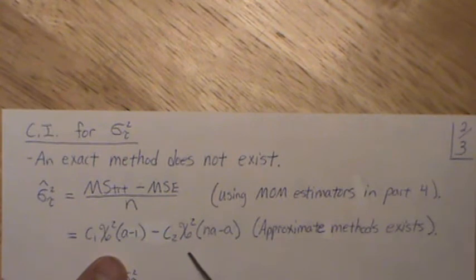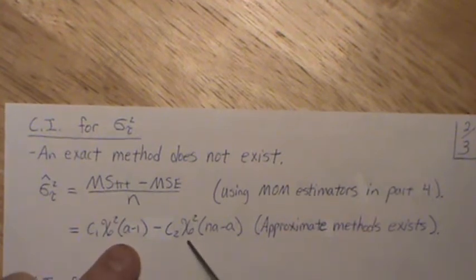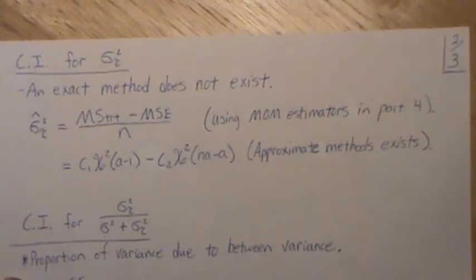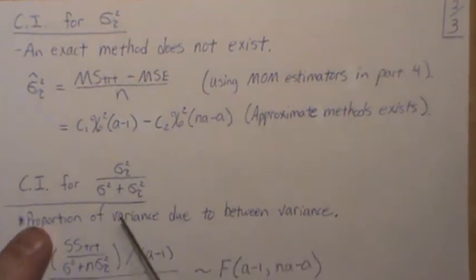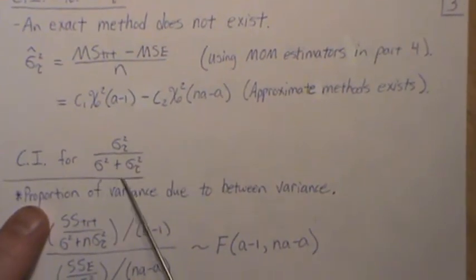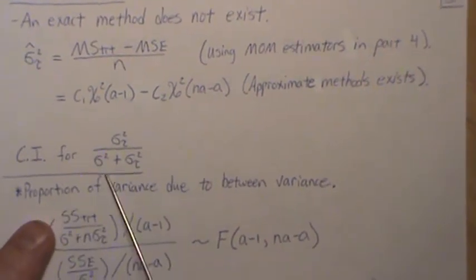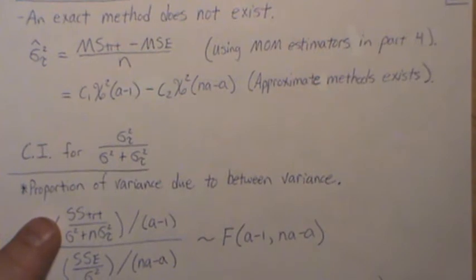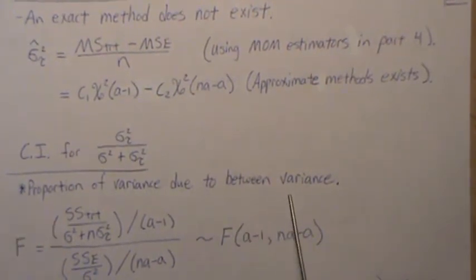But when we do the R program over everything we've covered here, we'll show you that the programs output it. So here, let's look at the confidence interval for this ratio. And this is the proportion of variance due to the between variance.